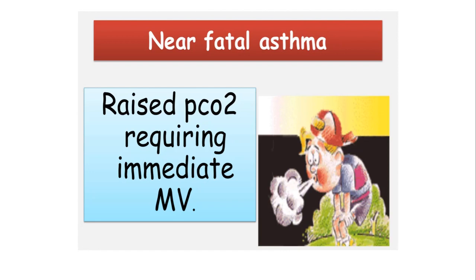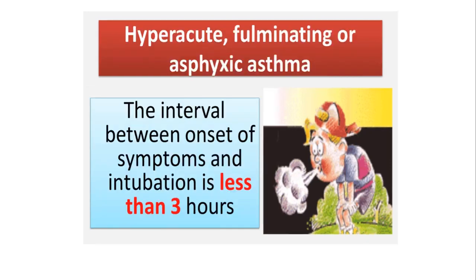Near fatal asthma. near fatal asthma طبعا في الطبيعي الإنسان في bronchial asthma you have a normal or low PCO2. Once the PCO2 start to raise, this means that the patient is having near fatal asthma and the patient should be admitted to the ICU. Hyperacute fulminant asphyxic asthma, the interval between the onset of symptoms and intubation is less than 3 hours.